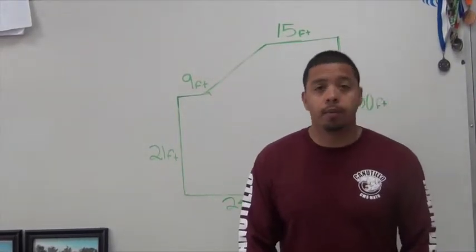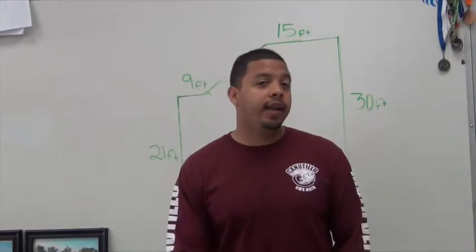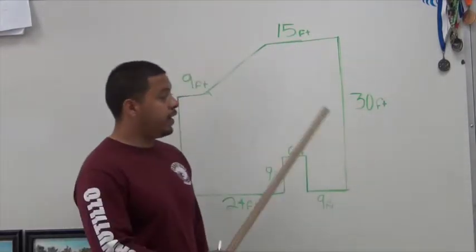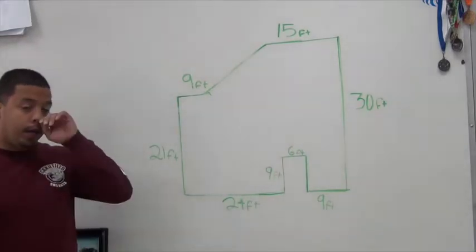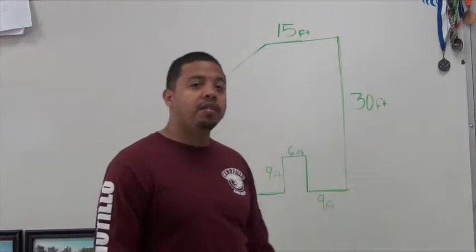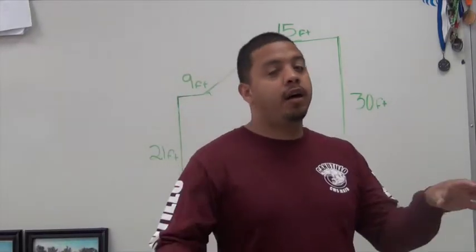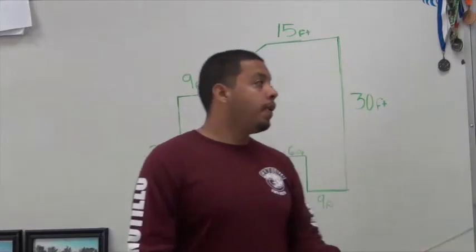Today we're going to be working on problem number 8. Problem number 8 asks you to calculate the area of this figure. Anytime you have a figure that looks like this, guys, they're called composite figures. Composite means that it's made up of other figures.